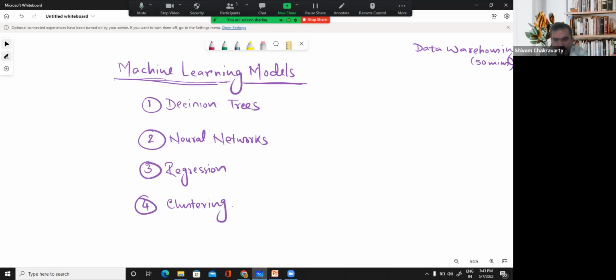A little bit of data warehousing will be discussed in the MDP, Management Development Program, which will take place on 15th. So this is all about this course.